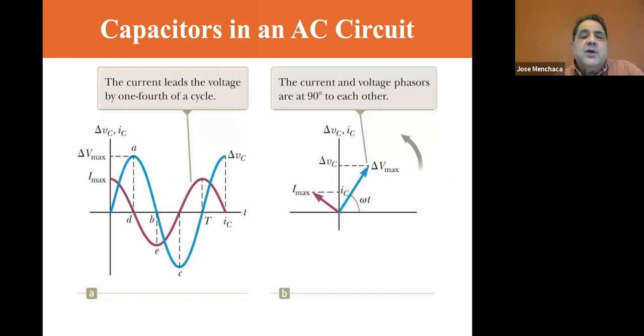Here we see that the current leads the voltage by 1/4 of a cycle. The current and the voltage phases are at 90 degrees to each other. As it's rotating around counterclockwise, the current leads the voltage. It's ahead of the voltage.